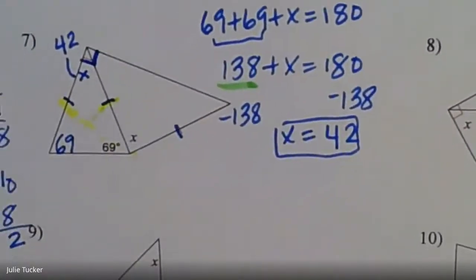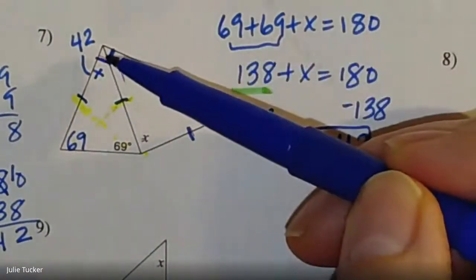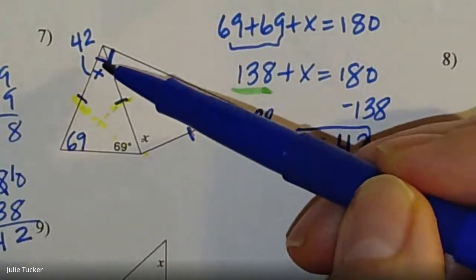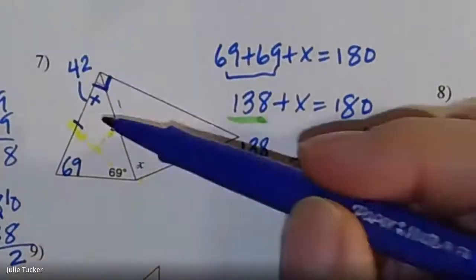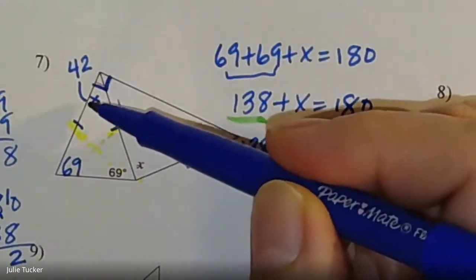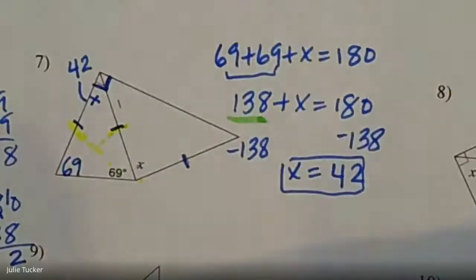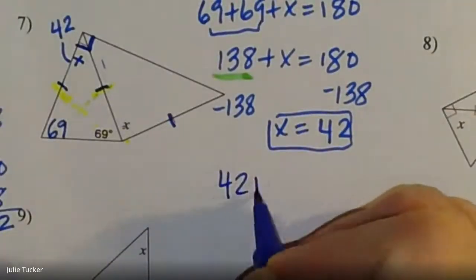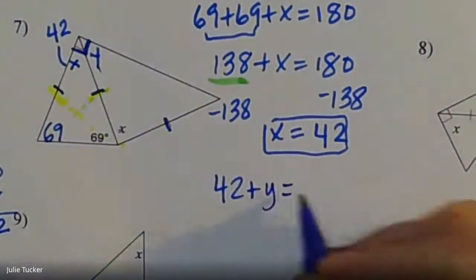Okay. All right, so now the next thing I have to do to be able to work this triangle is use the right angle. How many degrees in a right angle? 90. Yep. And so if I have a 42 on this side of this line here, then it's 42 plus this angle here equals 90, right? I'm going to write 42 plus, and I'm going to call this one y since the other one was x, okay?